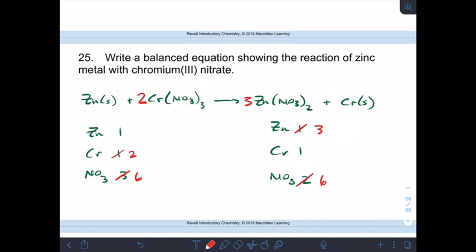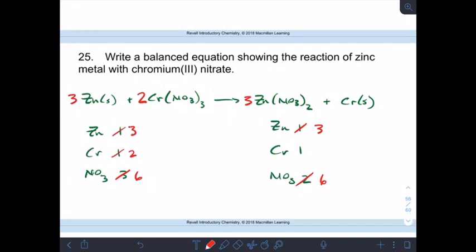Okay. And then my solo metals, those are easy to balance. So zincs, I have 1 on the left, 3 on the right. If I put a 3 here, that makes 3 and 3. And my chromiums, if I have 2 on the left, 1 on the right, I'm going to put a 2 here, and that balances those.